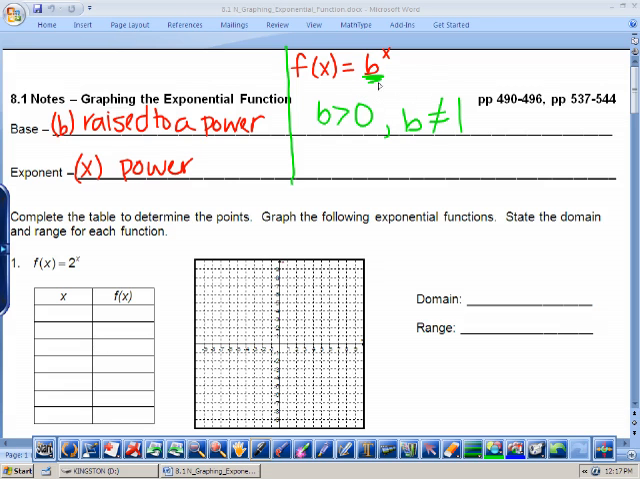So can B be like 1/2? Yeah. Any positive number except 1.